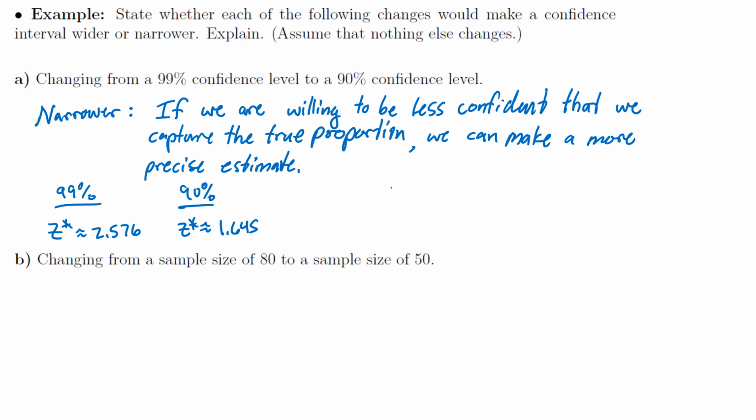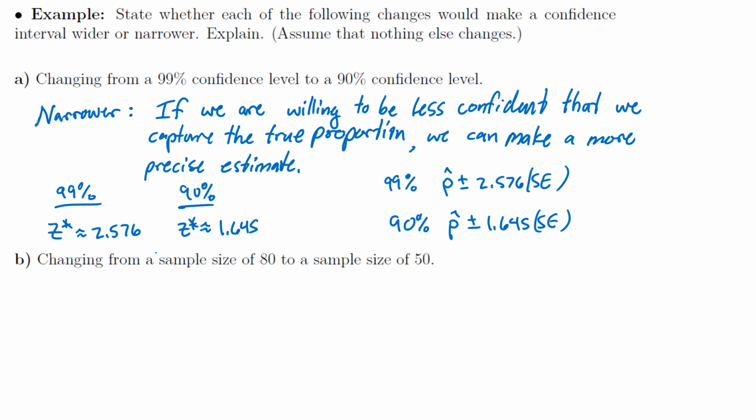So in a 99% confidence interval, you'd be saying plus or minus 2.576 standard errors. Whereas a 90% confidence interval, you're only adding and subtracting 1.645 standard errors. So that would be a way to kind of argue, yeah, mathematically, that's exactly what we would expect. This is a narrower interval than that one. But this is really the thing I want you to hang on to up here. This is almost more important to me. If you're willing to be less confident that you capture the true proportion, you can make a more precise, a more narrow estimate.